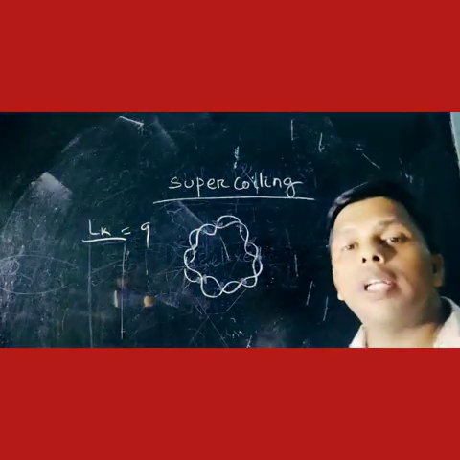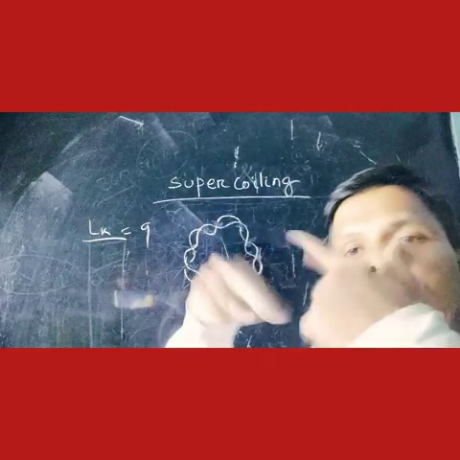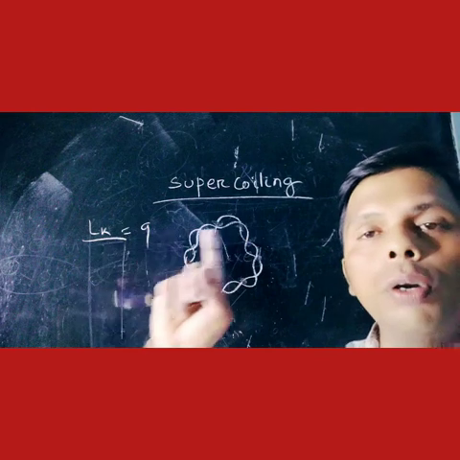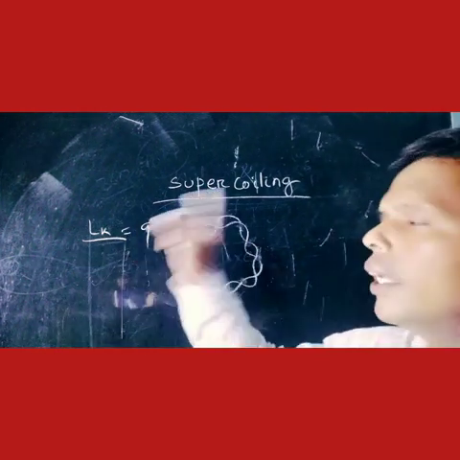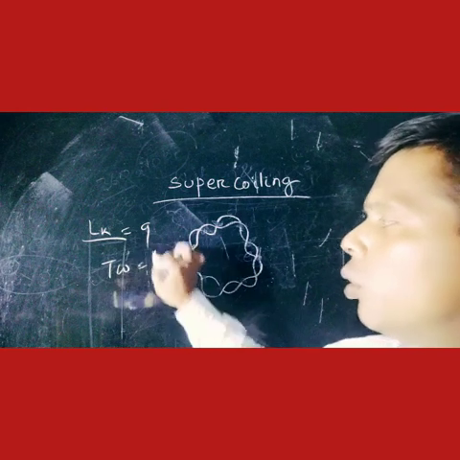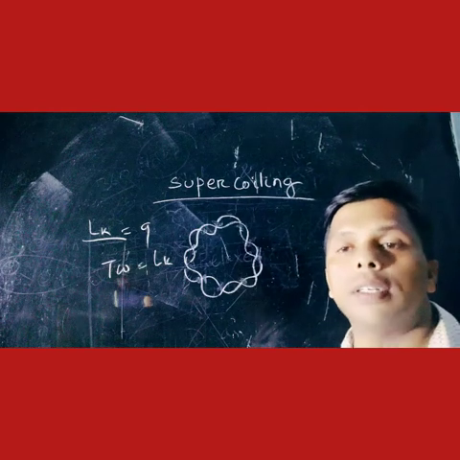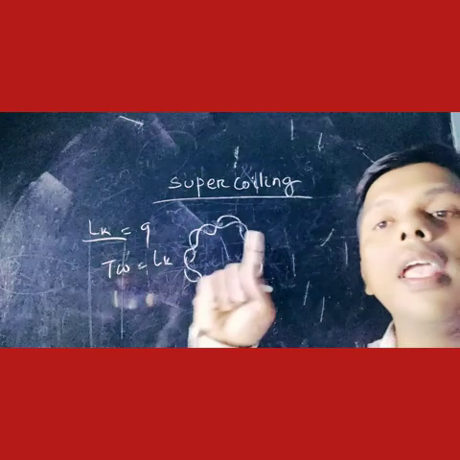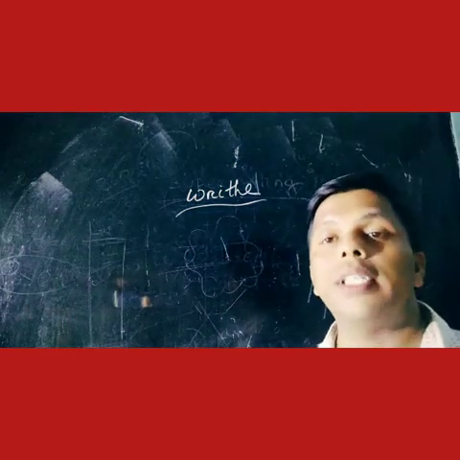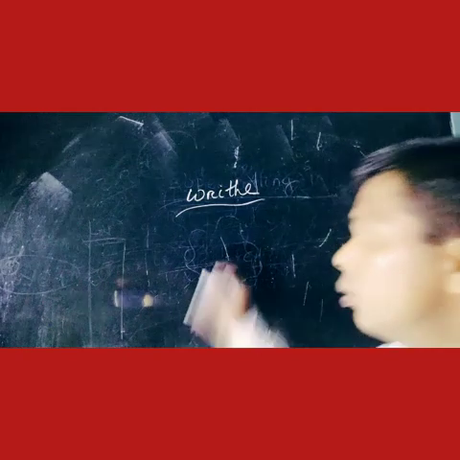The linking number is equal to the twisting number. That means the two strands are twisted with each other by hydrogen bonding. The linking number is always equal to the twisting number. Okay. Then come to writhe. What is writhe? In the supercoiling form, writhe appears. How?